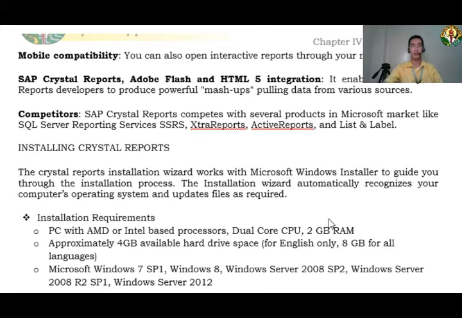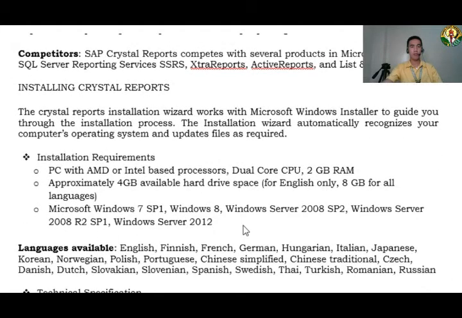Okay? So, how to install? Installing your Crystal Report, okay, we have here the installation requirement. Kailangan muna natin tignan yung requirement. Kasi baka kulang yung requirement ng PC mo, kaya pala hindi nag-i-install, kaya pala nag-error. Okay? So, kailangan, ito, 2 GB of RAM, Windows 7 pataas, and then approximately 4 GB available hard drive space.